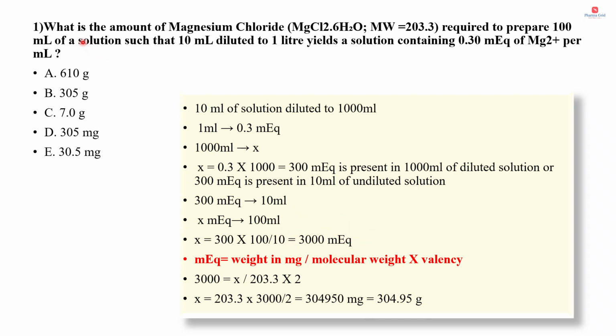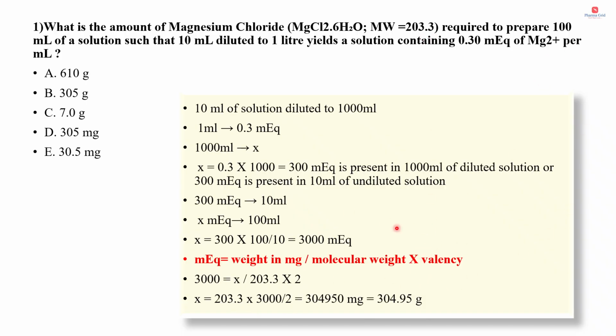But in the question we need to find out the amount of magnesium chloride. We know the equation for milliequivalent is equal to weight in milligram divided by molecular weight into valency. In this equation, milliequivalents we already know, it is 3000 milliequivalent. Weight in milligram we need to find out. Molecular weight is already given, that is 203.3. Valency of magnesium is 2.